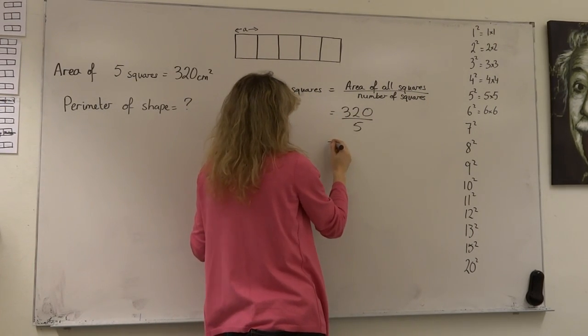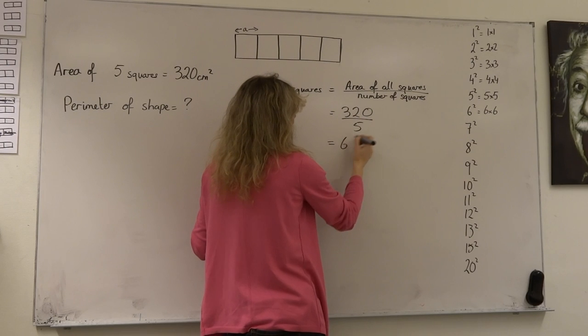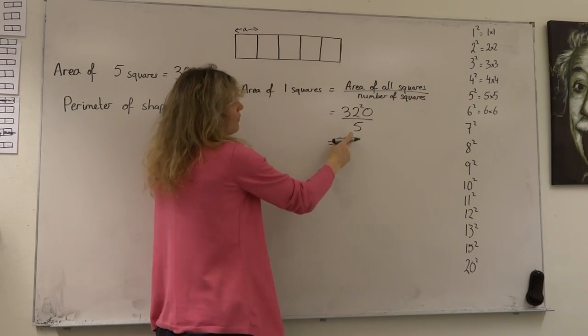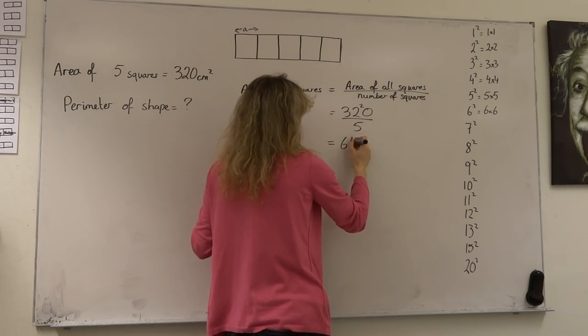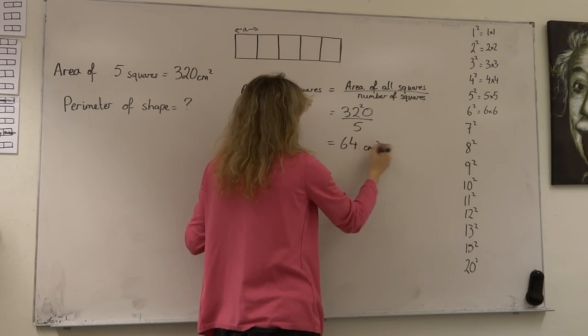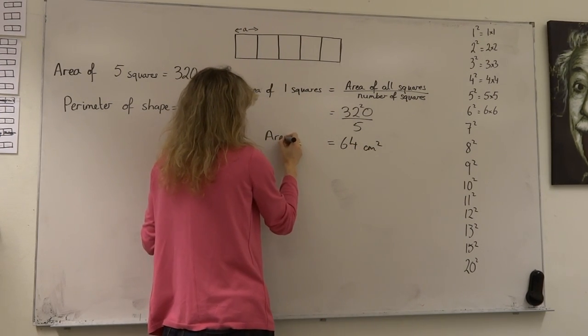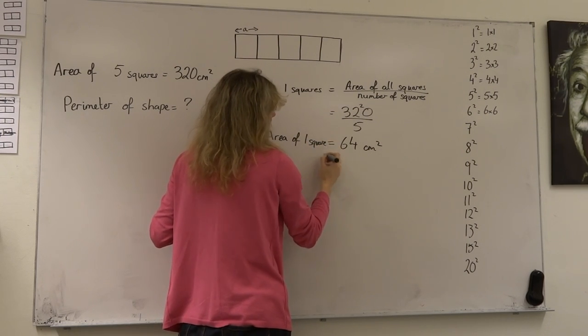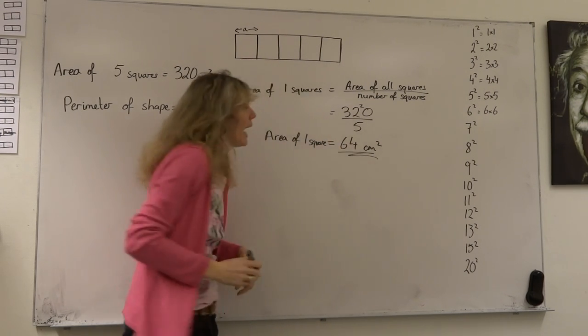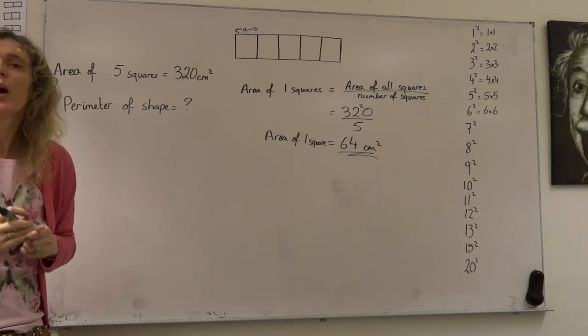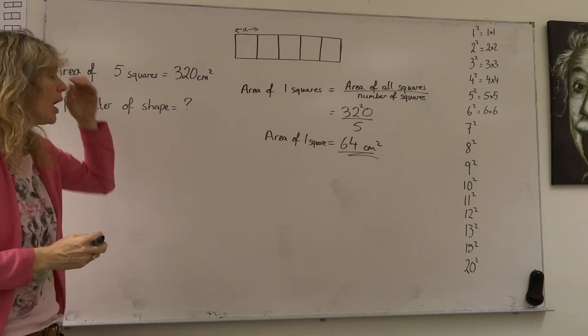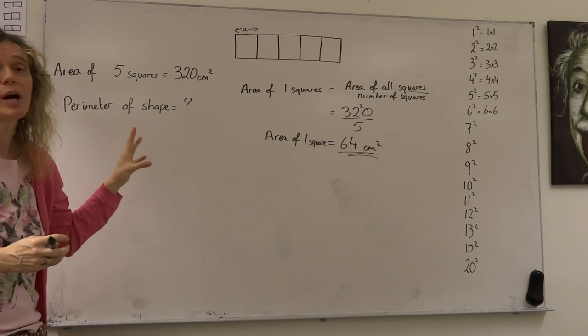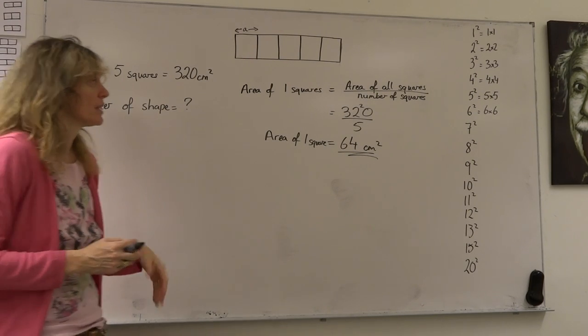5s into 32, 6 goes 6 times and 2 left over. And 5s into 20 go 4 times. So the area of one square, we now know, is 64 centimeters squared. And this is one of those numbers that you have to know. What two numbers multiplied together give you 64?